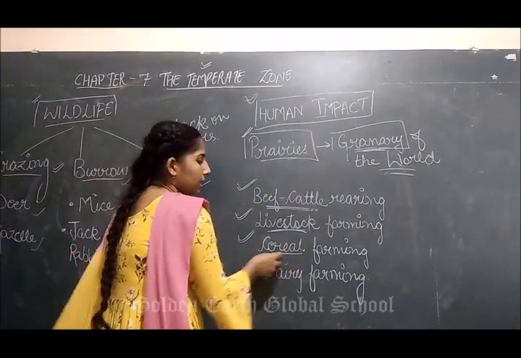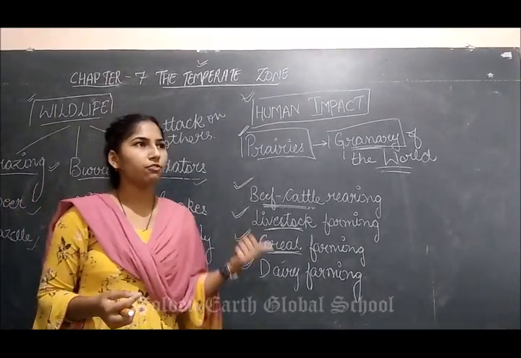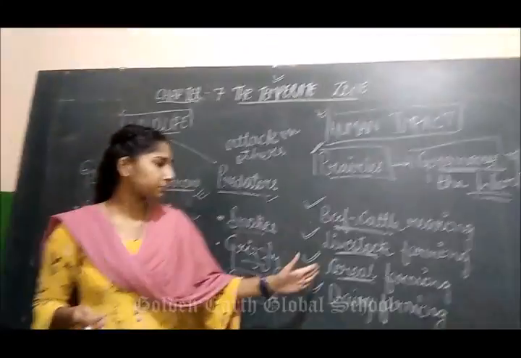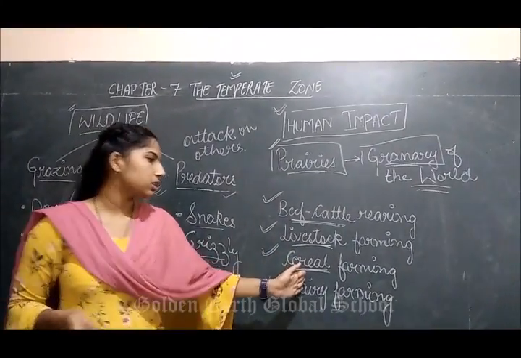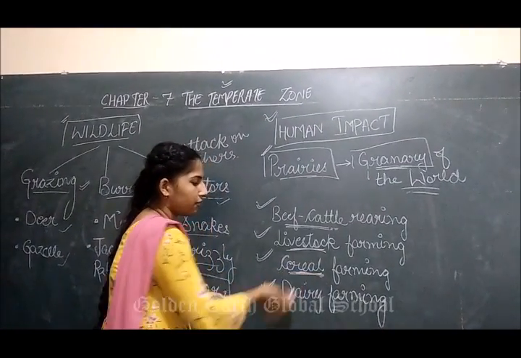Then cereal farming means agriculture of cereal crops, like wheat, rice, maize, oats and barley. So the people cultivate or grow crops like wheat and rice. Therefore, it is called cereal farming.